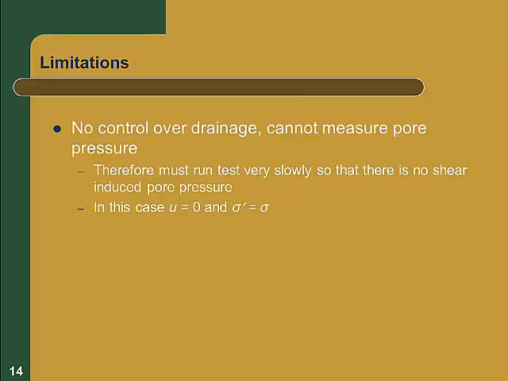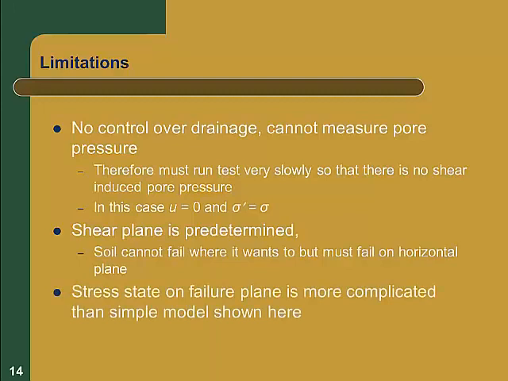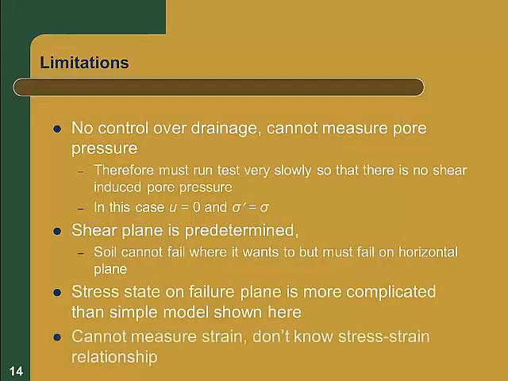In this test, we force the soil to fail on a predetermined failure plane, which is always horizontal. This may or may not be the weakest plane in the soil. The actual stress state in the failure zone is much more complicated than the simple model we assume in our test. Finally, because the actual conditions in the shear zone are complex, we cannot determine the strains during the test. Therefore, while we can determine the soil strength, we cannot determine the stress-strain properties of the soil with this test.